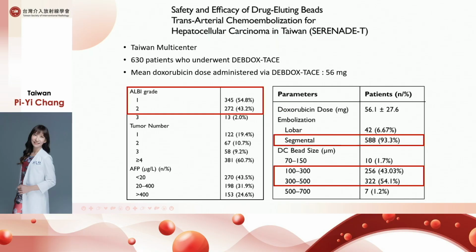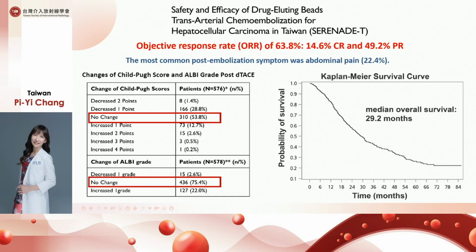And also, these are the Taiwan articles that we have. The Taiwan multi-center study included 30 patients who underwent DAPTase. Most of the patients were within ALBI score 2. We did subsegmental treatment, and the DCB size was around 100 to 500. The objective response rate was around 64%, and the CR rate was around 15%. But you can see that there was no change in the bilirubin and also the liver function. The median overall survival was around 29 months.